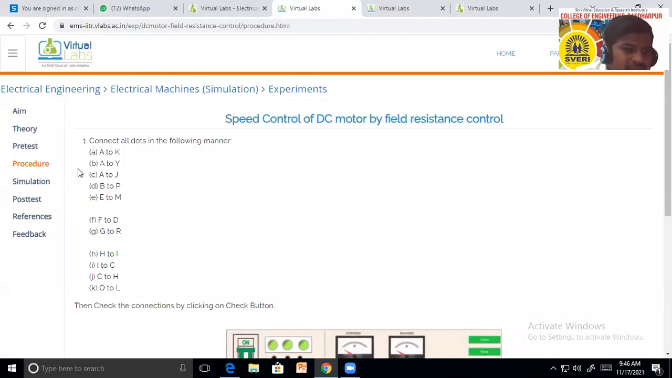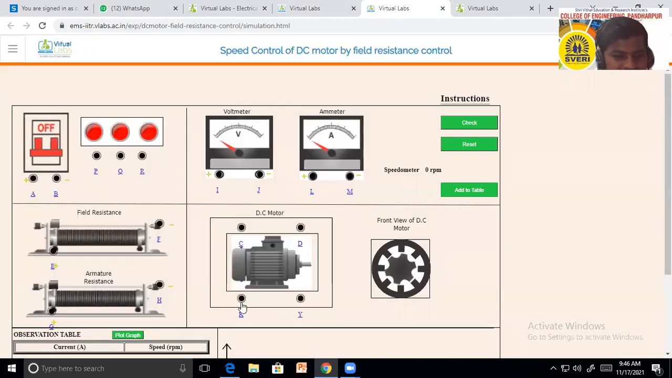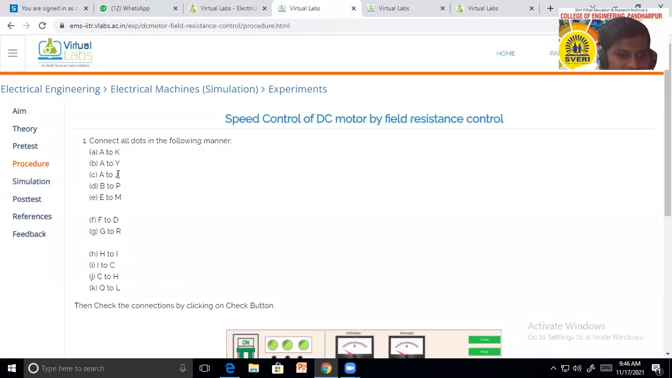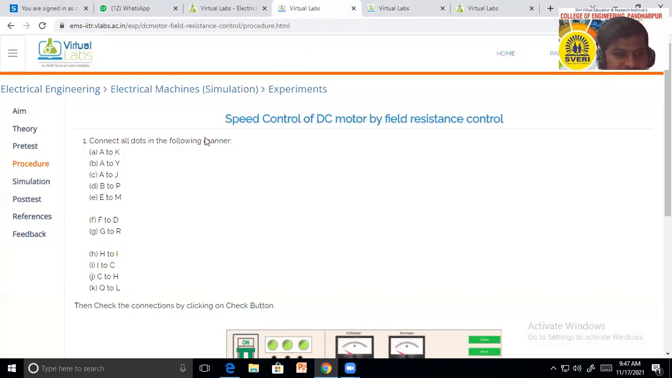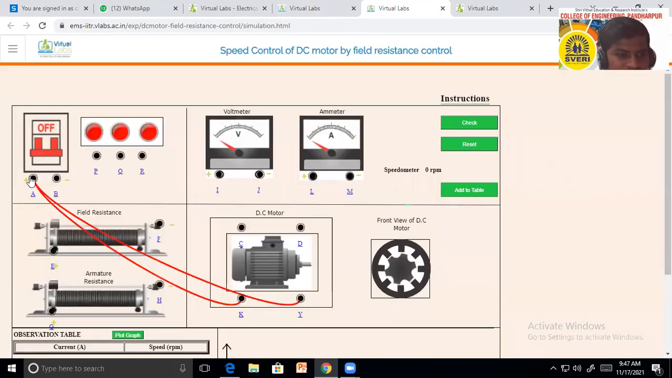The connection diagram is given. Okay, A to K. Where it is K, that is the connection. Here it is K, here it is A. So it should be connected like this, A to K. इथं connection दिलेलं आहे A to K, A to Y, A to J. Similarly, A to K, A to Y, A to J. So we will do the connection also, that is A to K, then A to Y, then next one is nothing but A to J.